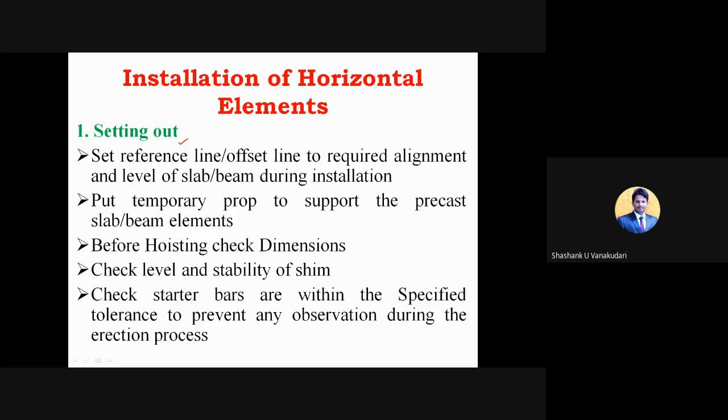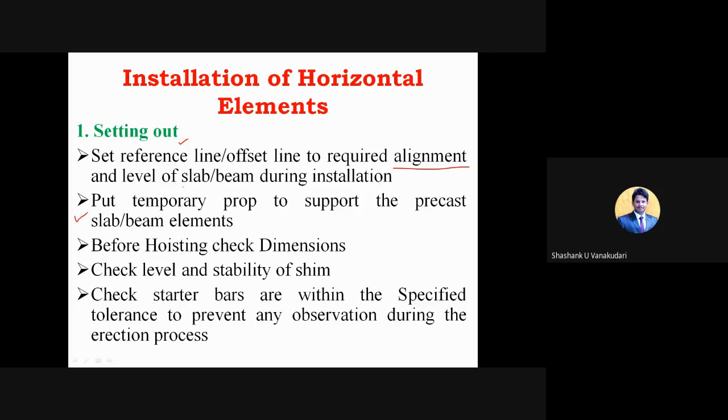First one, setting out. Setting out is nothing but setting the reference line where exactly we need to install those horizontal members. As per those reference lines, we install structural members like slabs as well as beams. That reference line is purely required for alignment purposes. Alignment can be vertical as well as horizontal, so that as per the design concepts they install those horizontal elements. For that we require a reference line.